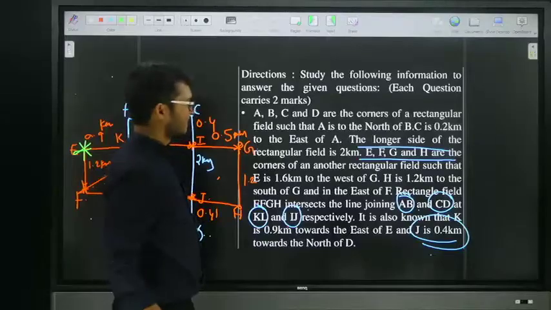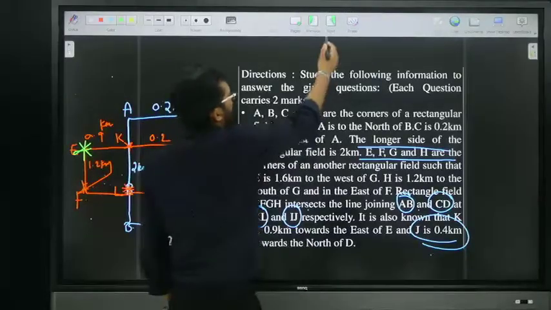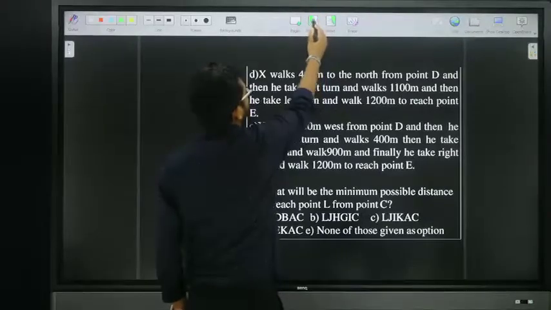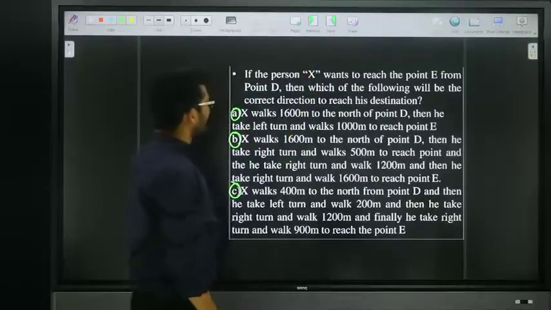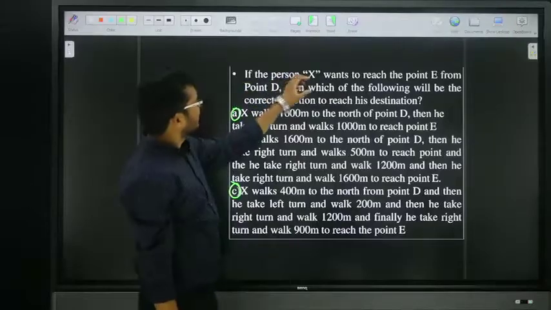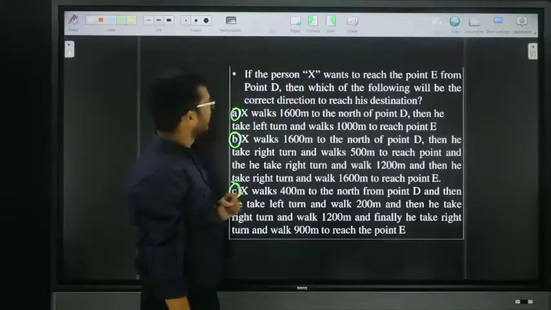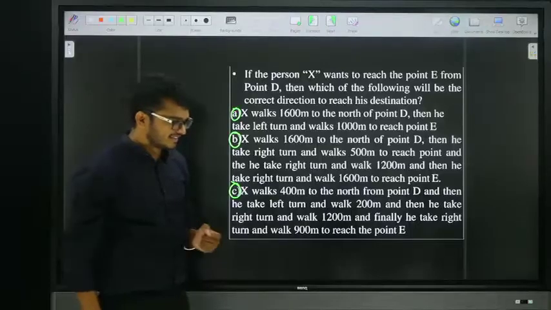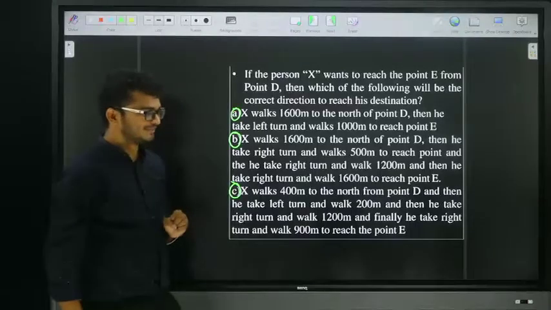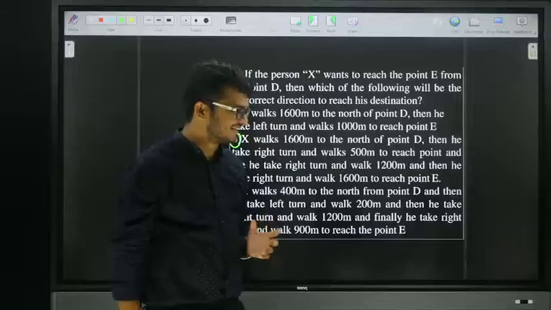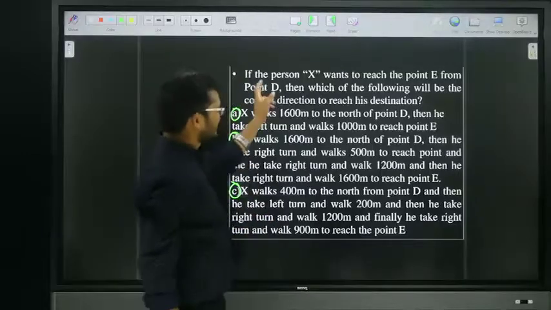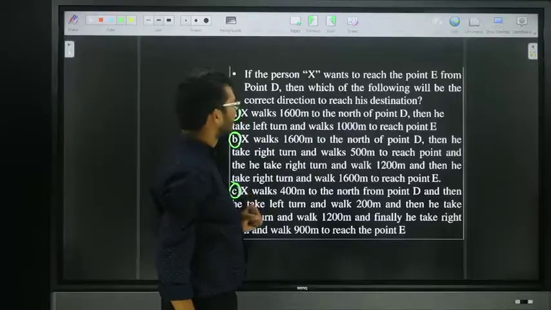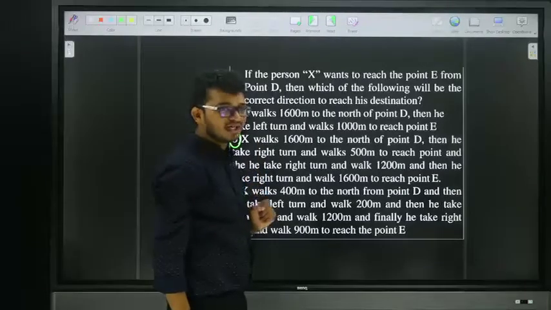Yes, friends, go for your questions. If person X wants to reach point A from point D, you want to reach not A. Yes, friends, not A. That means for option number A, no chance. Next, suppose if person X wants to reach point E from point D, which of the following will be the correct direction?